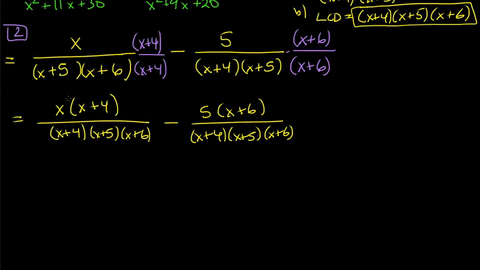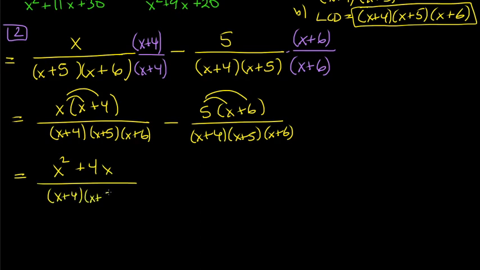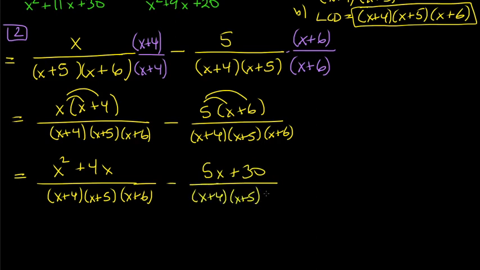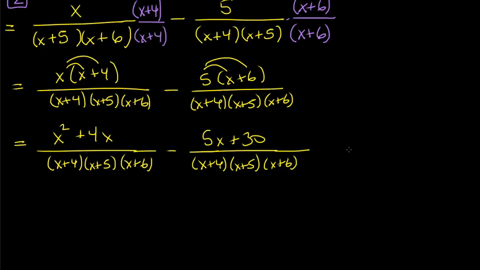And again, I'm not going to stop you. If you want to multiply this out right away, you can. So I could have skipped that step and just gone right to this. And 5x plus 30. Again, I was going to do that after the next step, but you could do it now as well.